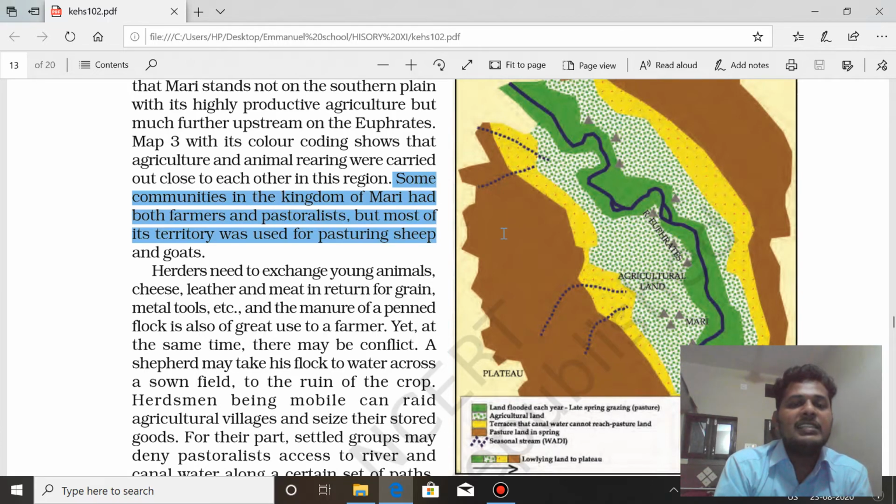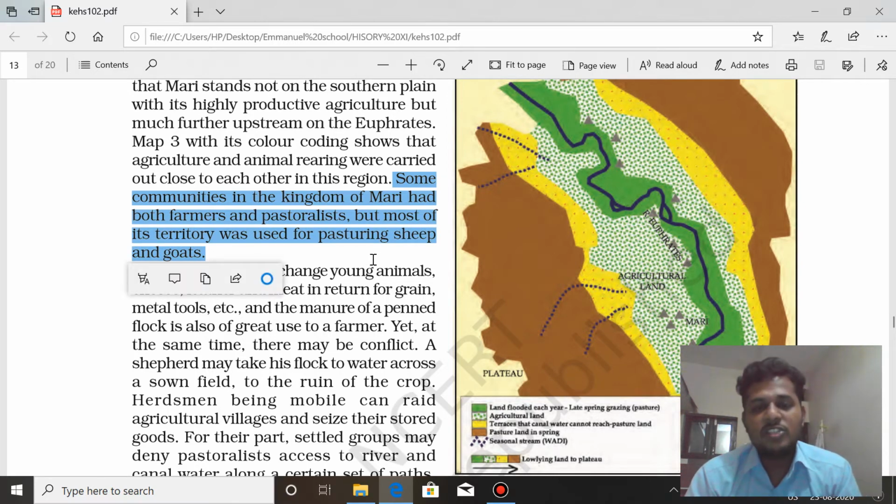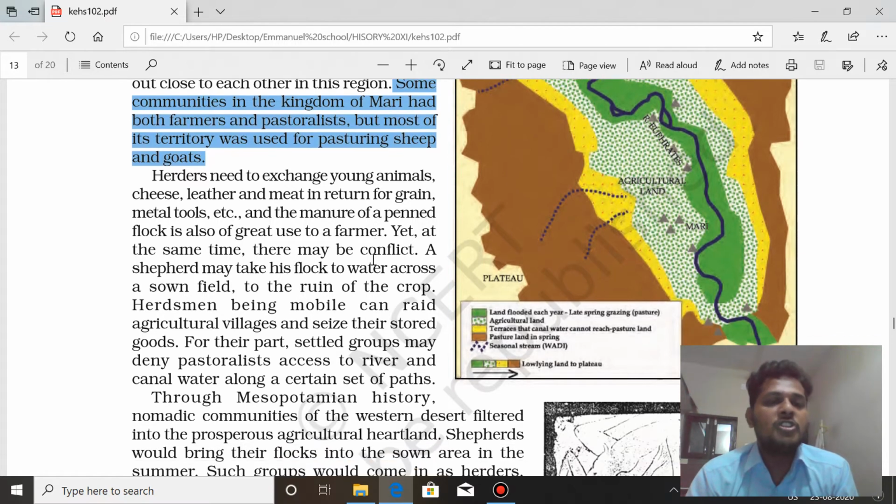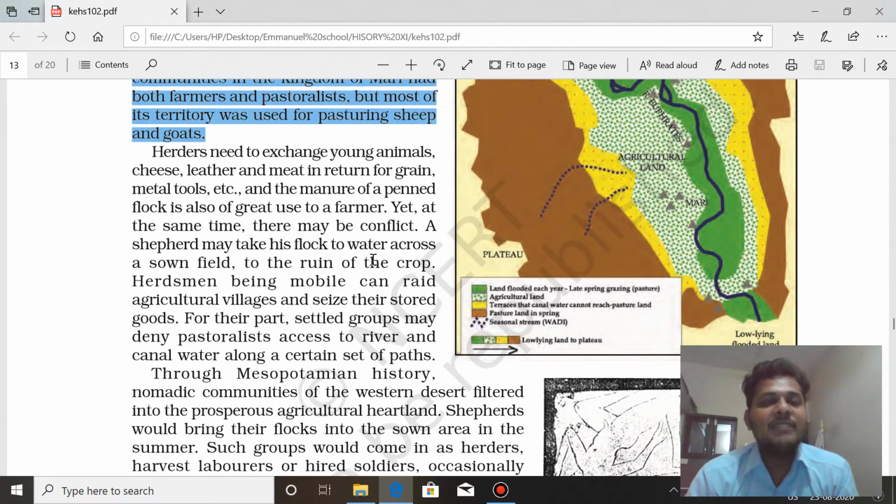Some communities in the kingdom of Mari had both farmers and pastoralists, but most of the territory was used for pasturing sheep and goats. That's the first point that you have to write. Herders need to exchange young animals, cheese, leather, meat in return for grain. They cannot always eat cheese, milk and meat, so they have to exchange for grain. They need grain to eat, and metal tools too.